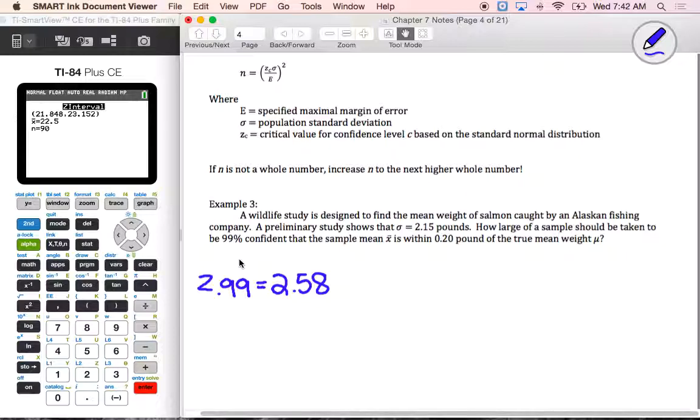Then we have to know what our sigma is, and they tell us that's 2.15, and we got to know what E is. Now, they don't really come out and say what E is, but they're saying they want it within 0.20 pounds. So they're saying your E is 0.2 because we're going to be within that amount. That's your error. So I'm just following the formula.